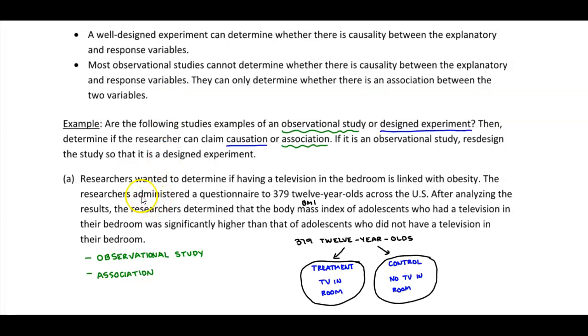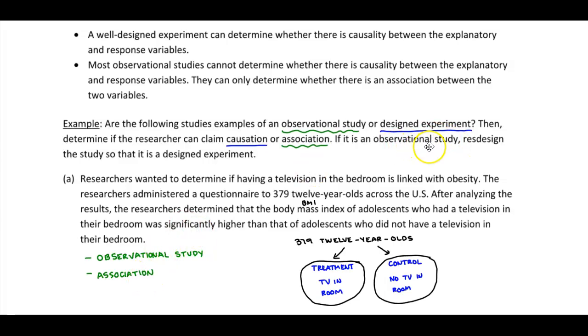For part A, researchers wanted to determine if having a television in the bedroom is linked with obesity. The researchers administered a questionnaire to 379 12-year-olds across the U.S. After analyzing the results, the researchers determined that the body mass index (BMI) of adolescents who had a television in their bedroom was significantly higher than that of adolescents who did not have a television in their bedroom. This is considered an observational study, and if it's an observational study, then this is association.